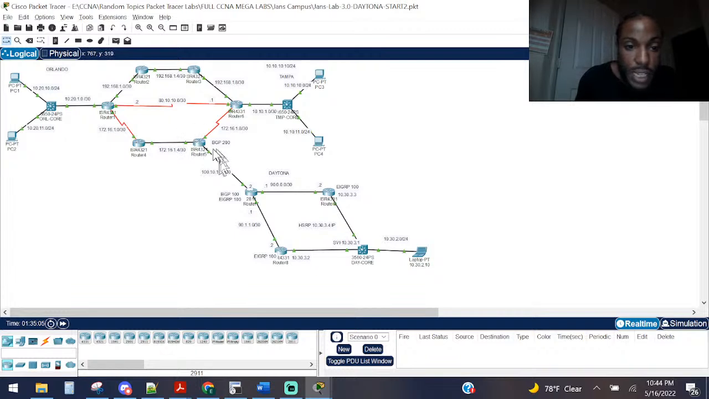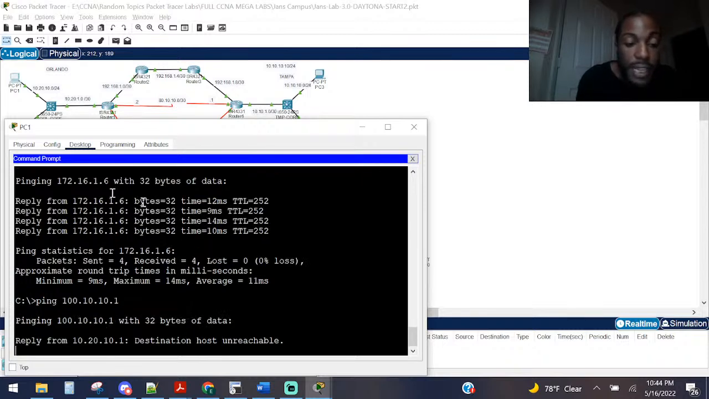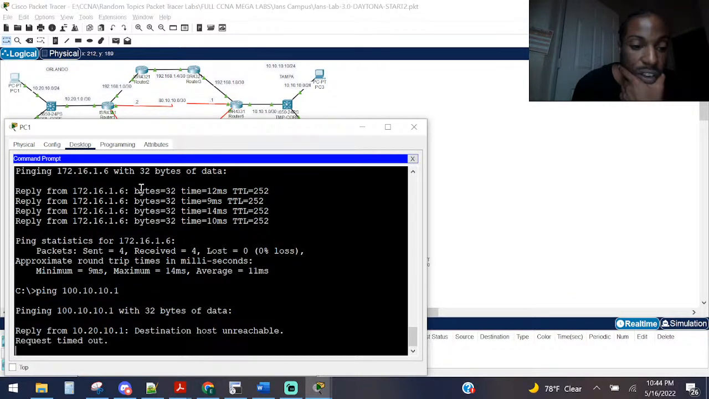But then once I want to try to get back here, 100.10.10.1, that is where the problem lies. So somewhere on router 5 is the problem. We got a reply from that.